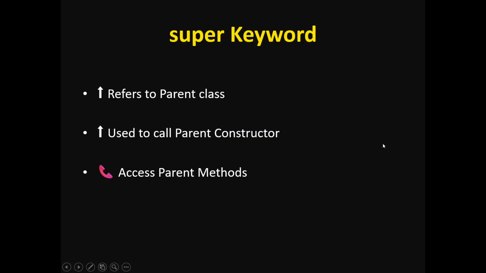We can access the parent methods as well using the super keyword, provided the parent method is not private, and it is essential in inheritance. In short, you can use the super keyword in a subclass to access the parent class properties, like the parent class non-private members or non-private methods.